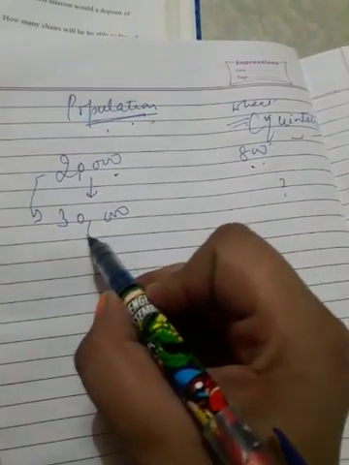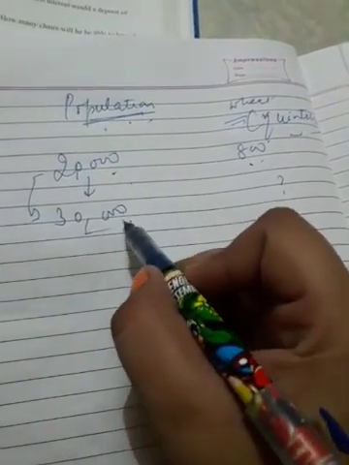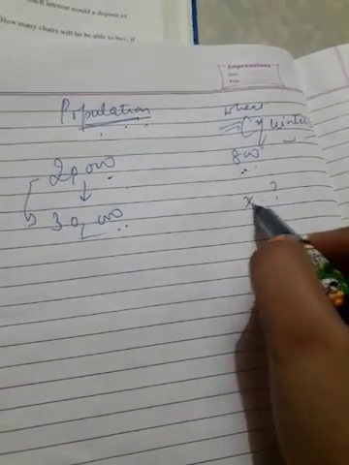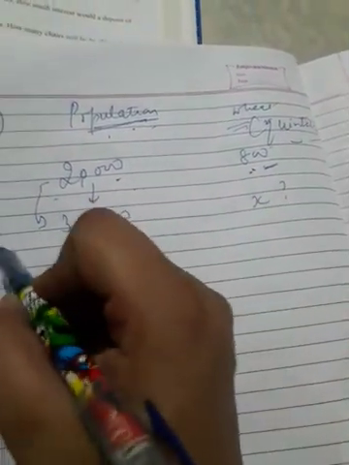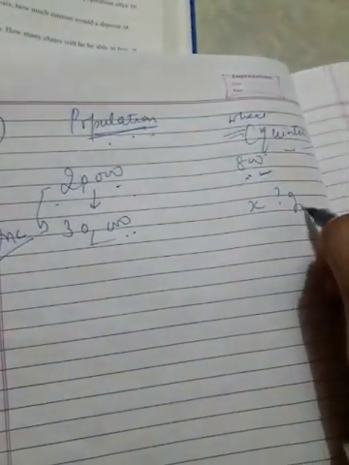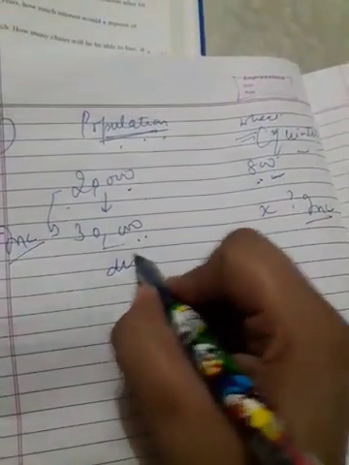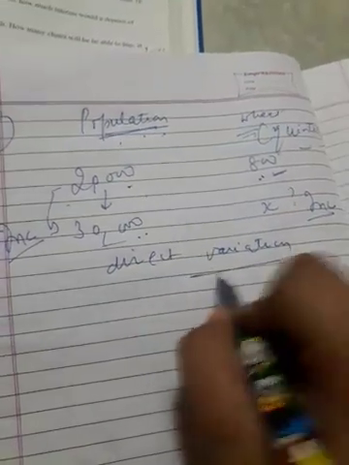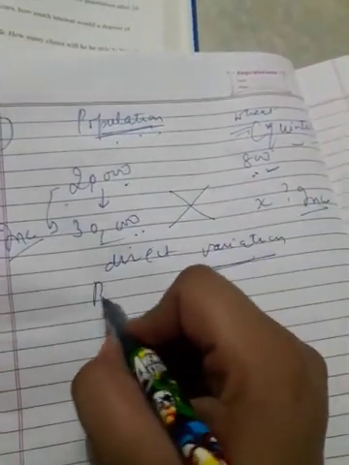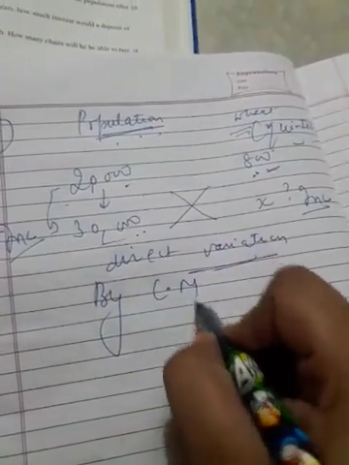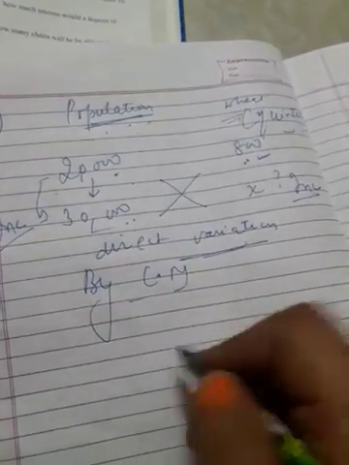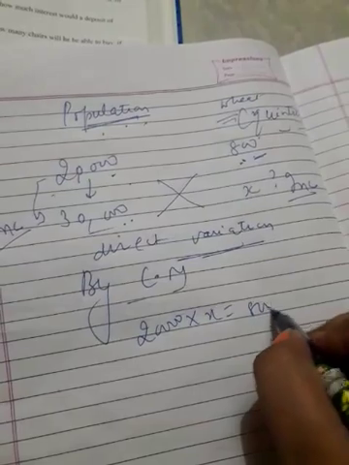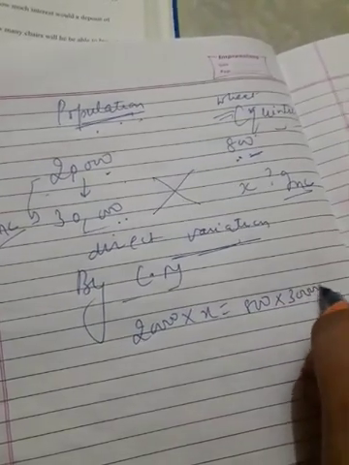If the number of people increases from 20,000 to 30,000, what is the amount of wheat that will be used? This is more than 800. One side increased, other side also increased. This is direct variation. How to solve? By cross multiply. CM stands for cross multiply. 20,000 multiplied by x equals 800 multiplied by 30,000.